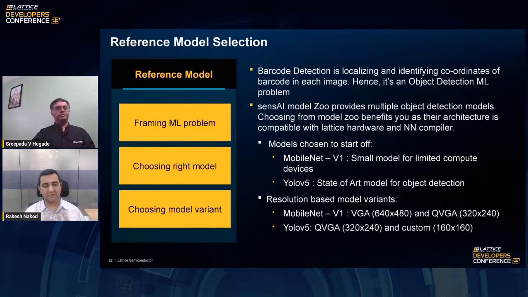As you saw earlier, we have multiple algorithms, and these algorithms are spread across multiple problem statements. So once you are able to frame your problem, you can choose an appropriate model from the zoo. Choosing the appropriate model is also important because the architectures supported are compatible with the Lattice hardware and NN compiler.